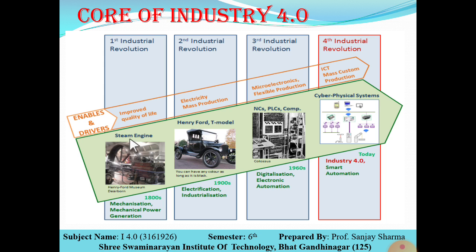The first industrial revolution was mechanization and mechanical power generation. It was done with the help of the steam engine, or manually operated. Then in the second industrial revolution, electrification and industrialization happened, around the 1900s. The third industrial revolution was digitalization, electronics and automation, around 1960. And today, the fourth industrial revolution, ICT, mass customized production, you can say, Industry 4.0. Today we have smart automation. So this is how the step by step industrial revolution changed.